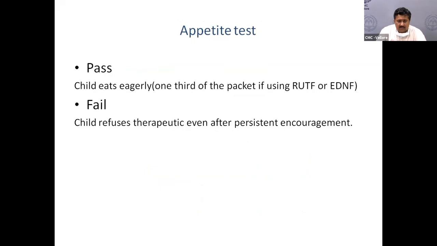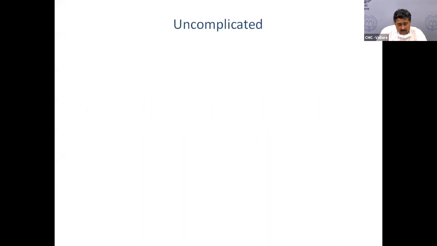I talked about the appetite test. It's nothing but this: a child who was classified under severe malnutrition is given something known as ready to use therapeutic food, the amount appropriate for age, in a calm environment on the lap of the mother, a little amount of RUTF to eat. If the child eats the required amount eagerly, then he passes the test. And if he refuses, even with persistent encouragement, he fails it. If he fails the appetite test, mostly with severe malnutrition, he needs facility admission in the hospital and treatment.